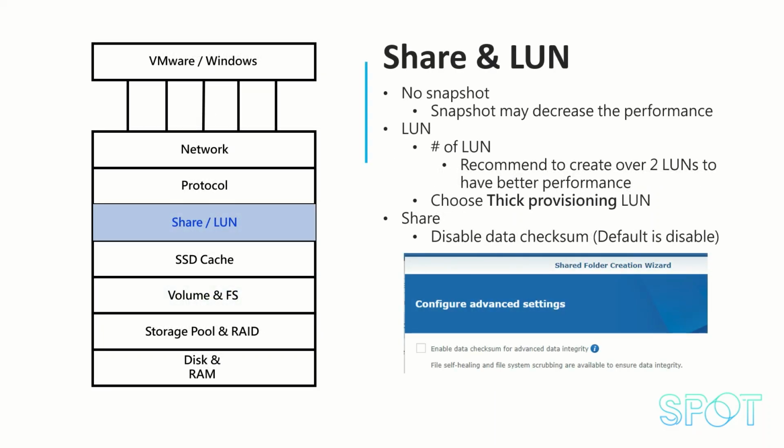So here I want to focus on the LUNs. So the recommendation is to create 2 LUNs per volume. So over 2 volumes you'll have 4 LUNs, and this can help alleviate bottlenecking. And here it's more thick provisioning over thin provisioning, so allocating the capacity of the LUN from the offset and doing all the calculations at the front end. Now on shared folders, don't enable data checksum as this is disabled by default.